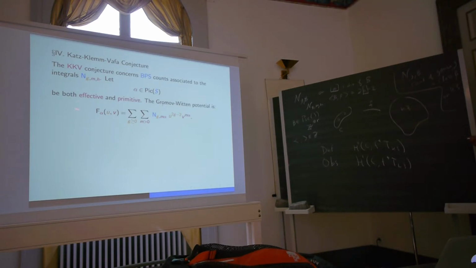And to do that, we have to think a little bit about series. So if I take this class alpha and I consider all multiples of it, so alpha is some primitive class, then I write a series, and the series has two variables, a u variable and a v variable.